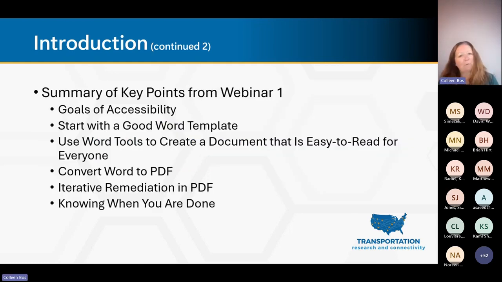And just to summarize what did take place in that webinar, we reviewed goals for accessibility. We talked about the importance of starting with a good Word template and how to use Word's built-in tools to create a document that's easy to read for everyone. We looked at converting Word to PDF and how there is kind of an iterative process where sometimes you'll find errors in PDF that you have to go back to the Word document to fix. Then you also have a few errors that you'll fix in PDF and how to know when you're done.